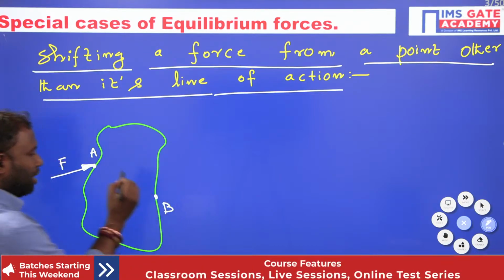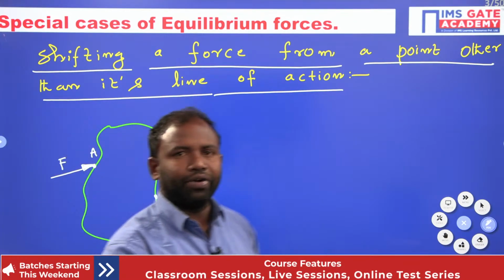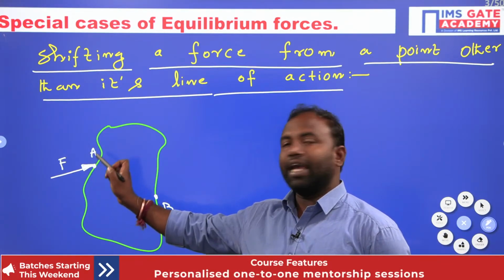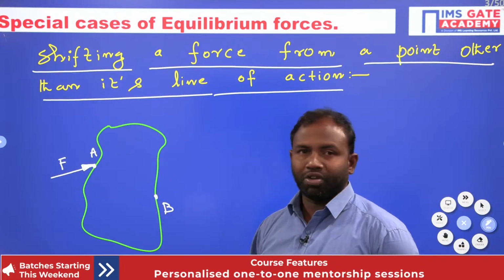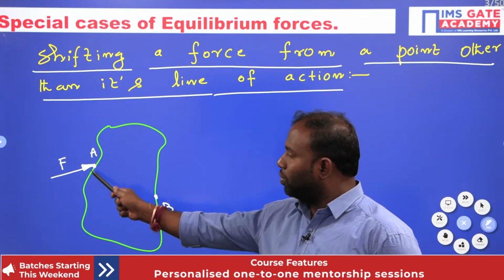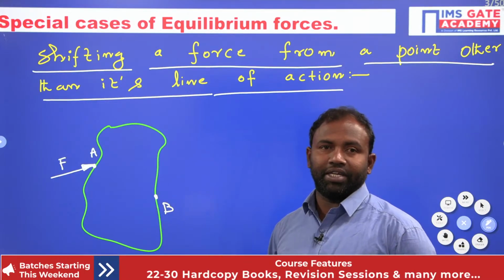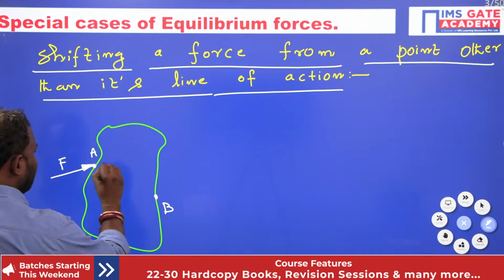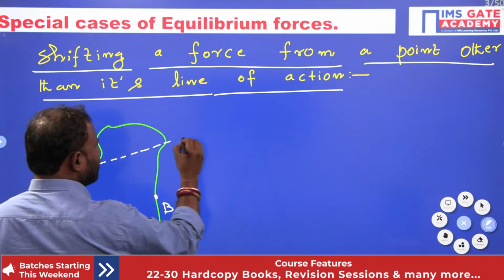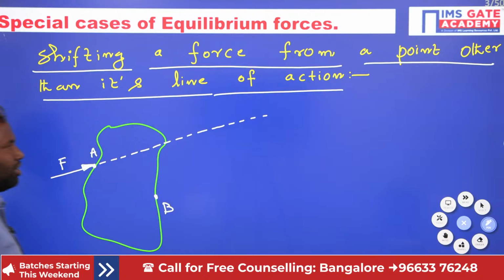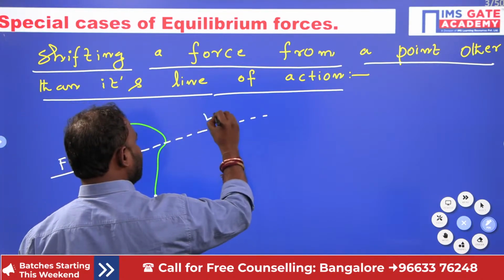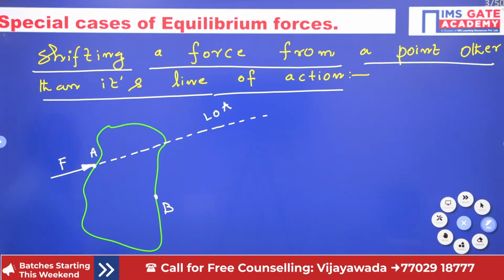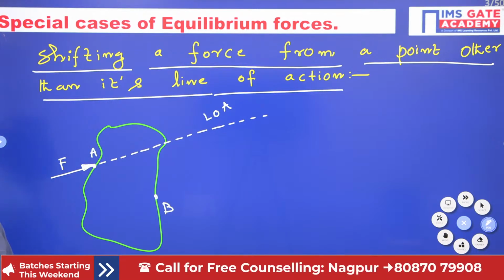What is my objective? I am considering one body, and on this body a force is acting at point A. Now I would like to shift this force to point B. How to shift the force? Suppose this is the line of action of the force F. Now I want to shift it over here. For this case, what am I supposed to do?